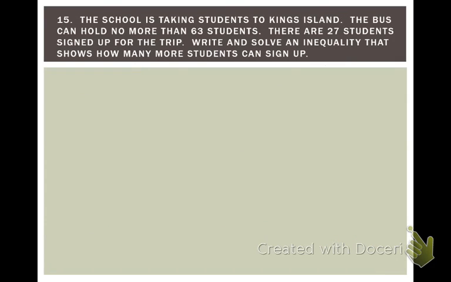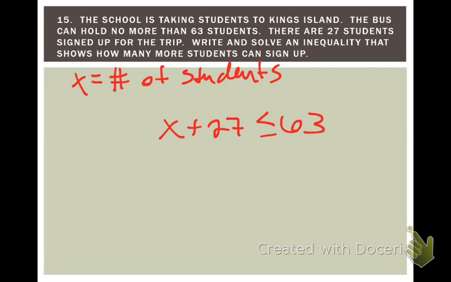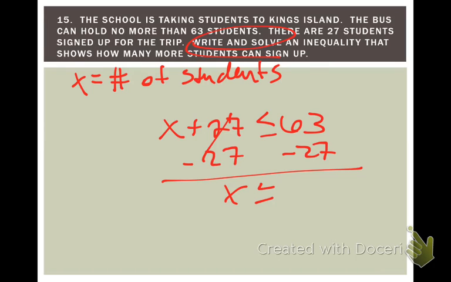Schools taking students to Kings Island. So, x plus 27 is less than or equal to 63, where x means the number of students. Now, Taylor went ahead and got us started by solving this. It does say write and solve. And so we get x is less than or equal to 36. So, how many more students can get on the bus? As long as there's 36 or fewer that try to get on.